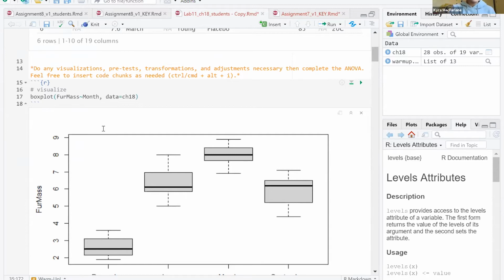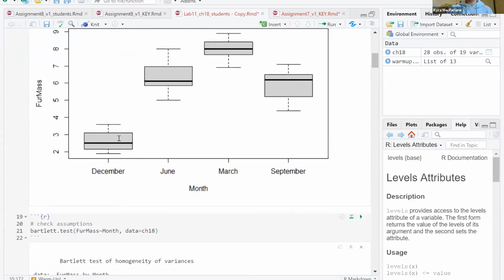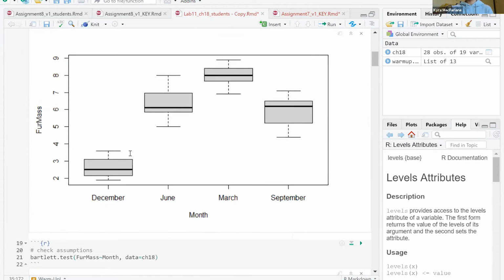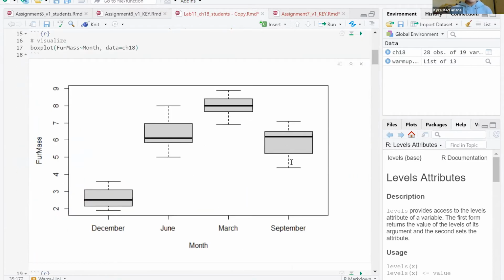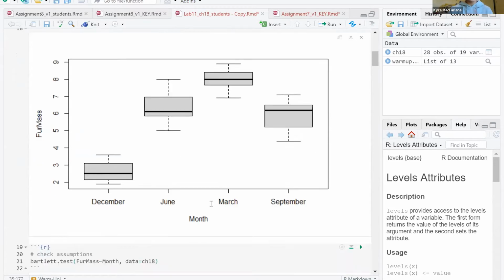So yes, you would lose points if you don't do the Tukey test. You could definitely argue that the only thing you need to do is make a box plot, right? Like I could look at this and be like, December is the lowest, March is the highest, June and September are kind of similar to each other, right? But that doesn't give you any power.